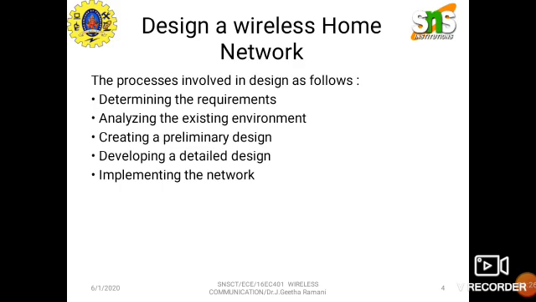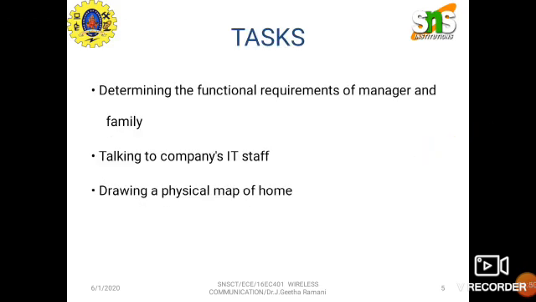Next, designing your wireless home network. The process involved in the design that we follow is determining the requirements, analyzing the existing environment, creating a preliminary design, developing a detailed design and implementing the network. So first determine, analyze, create, develop and then implement. Next, the tasks we can have are: determine the functional requirements of the manager and family, talk to the company's IT staff, and draw a physical map of the home.